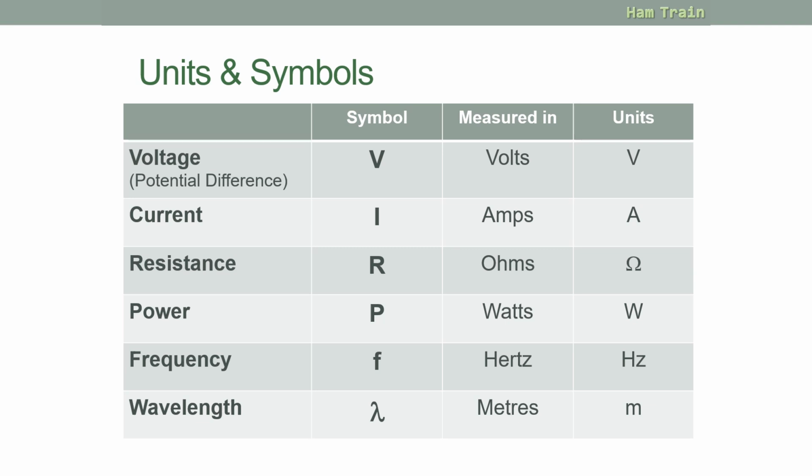Now from the radio side of it, frequency. The symbol for that is a lowercase f, and frequency is measured in hertz, which actually means times per second. The units, capital H, small z. And the wavelength. The symbol for that is the Greek symbol lambda. Wavelength is measured in meters, and the units are small m.